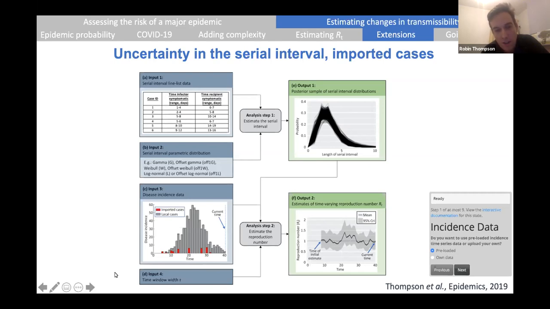Another thing we included in the method was the ability to differentiate between imported cases and local cases. And this has been particularly important. The reason is that an imported case can act as a source for new infections within your population, but that imported case is not a recipient of the pathogen within your population. If you didn't differentiate between local and imported cases, that would be a bad thing, because you would overestimate the time-dependent reproduction number. You would overestimate RT because you would be assuming that your imported cases are both sources and recipients of the pathogen, and that's not true. They're not recipients of the pathogen locally. So this new framework allows you to differentiate between imported and local cases in estimating RT.